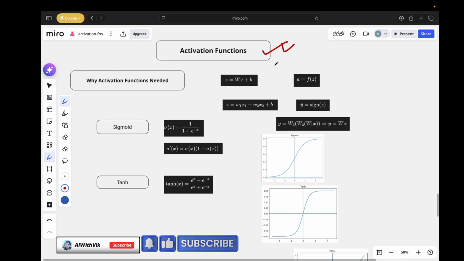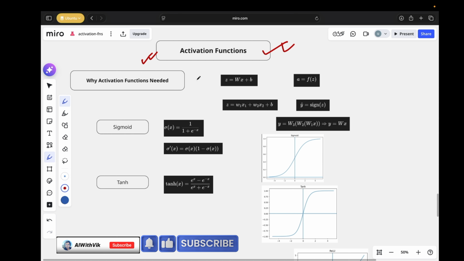In this video, we will talk about activation functions. Activation functions are one of the more core concepts of AI and machine learning. In this video, we will understand why activation functions are needed, what activation functions are, and we will go through the various commonly used activation functions. So let's first understand why activation functions exist.